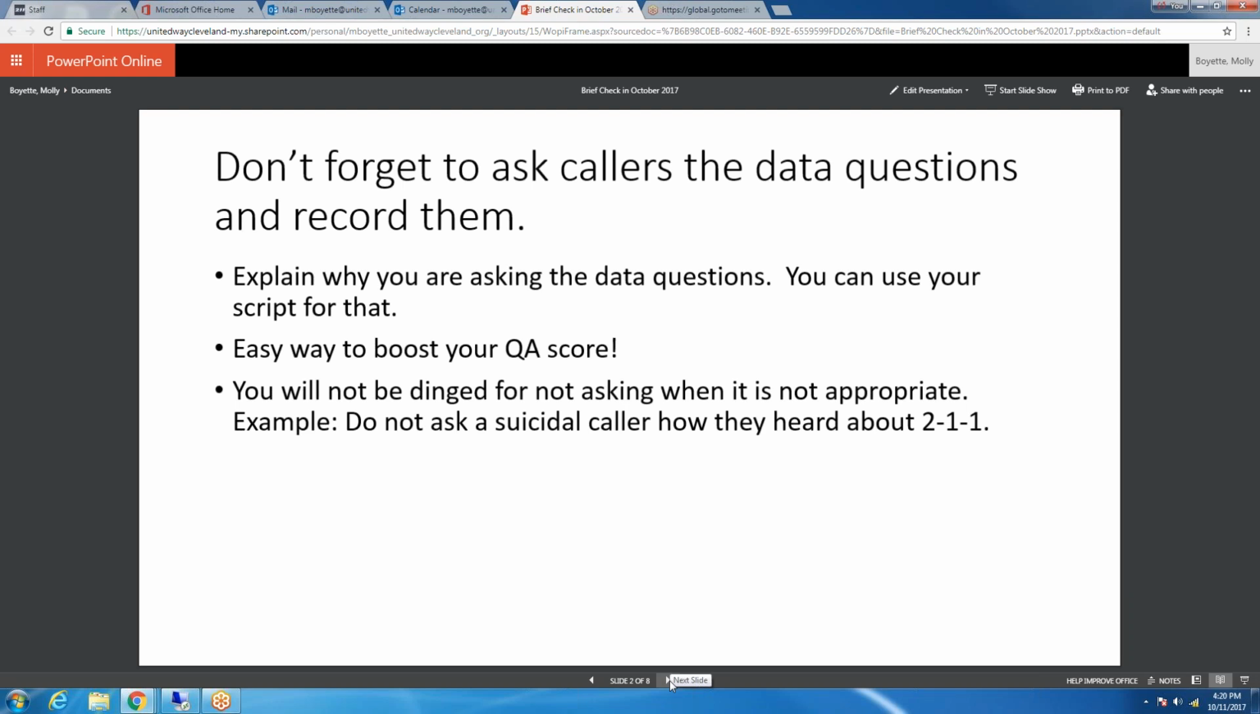If you're continuing to go through those questions and your caller is getting angry, that is not appropriate. However, in every other circumstance, don't forget to ask each of those questions, because that's an easy way to boost your score by asking them, and an easy way to lose points if you're neglecting to do so.